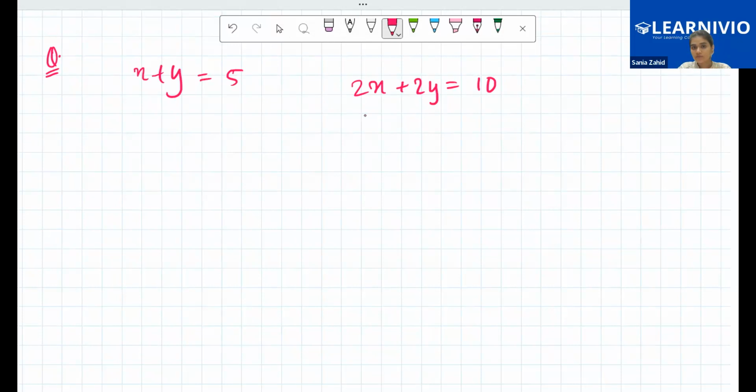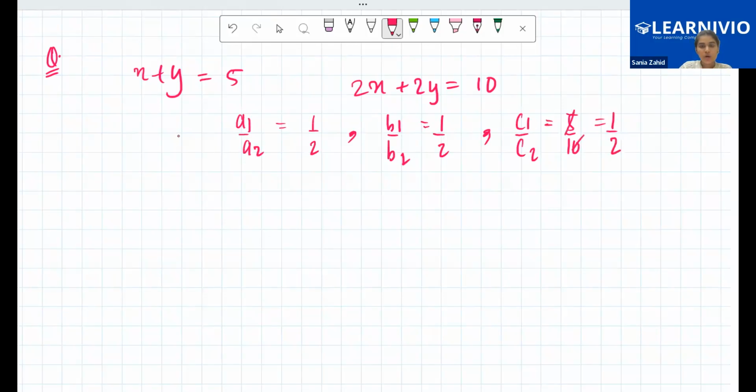They are inconsistent. How? Because we have a1 by a2 is equal to 1 by 2, b1 by b2 is equal to 1 by 2, and c1 by c2 is equal to 5 by 10, which is also equal to 1 by 2 only. So how come they are inconsistent? They are consistent, ma'am. Yes, they're consistent. They have how many solutions? They have infinitely many. So a1 by a2 is equal to b1 by b2 is equal to c1 by c2.